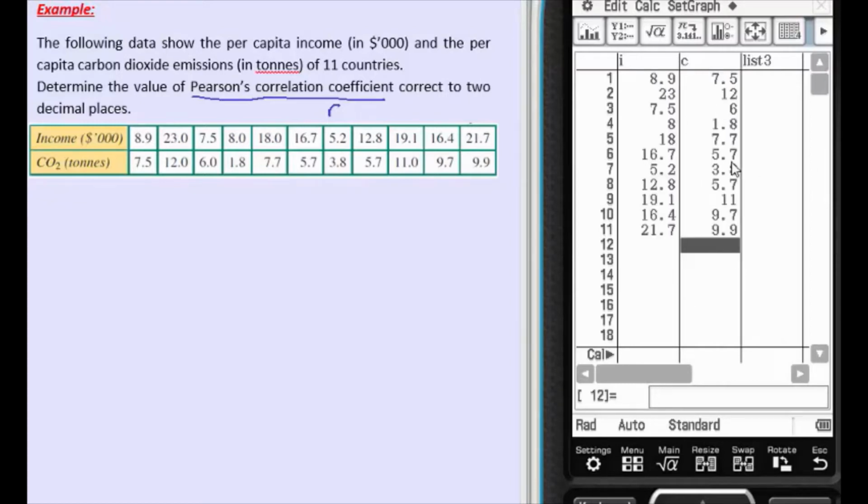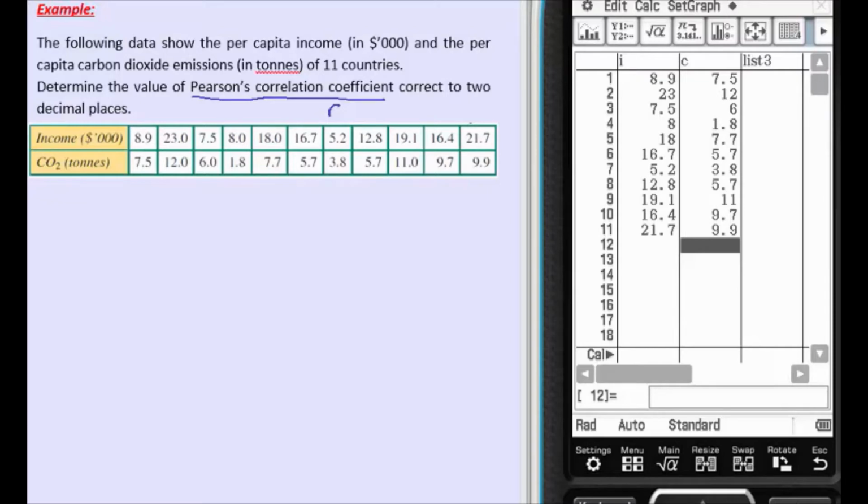And here's all our data in our calculator. Now, keep in mind that this has said that there are 11 countries, so we need to make sure we've got 11 data points, and we do. We also need to make sure that our point, for example, of 16.7 matches our 5.7, which is here. If we miss a point, we can't have these points not lining up the way they do in our calculator.